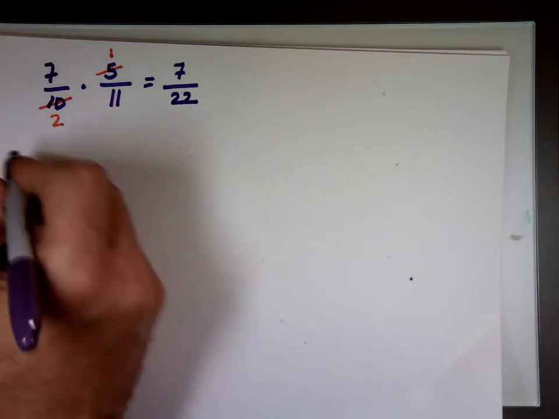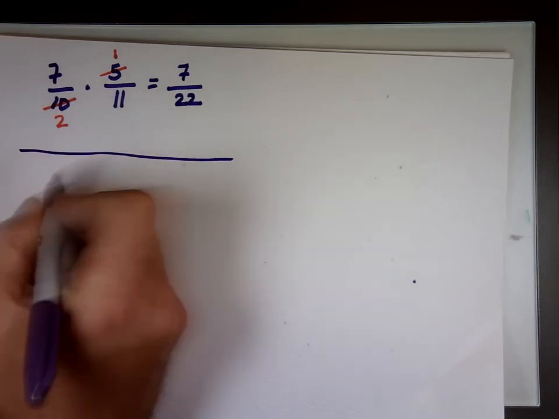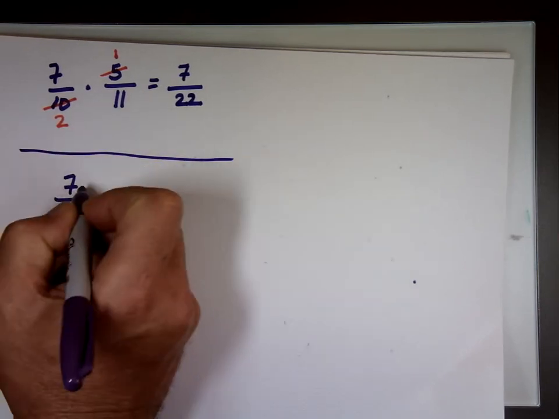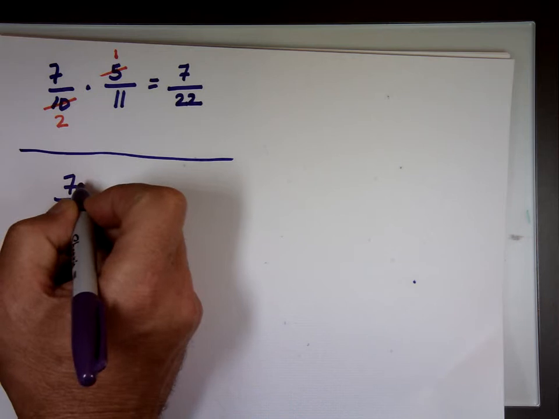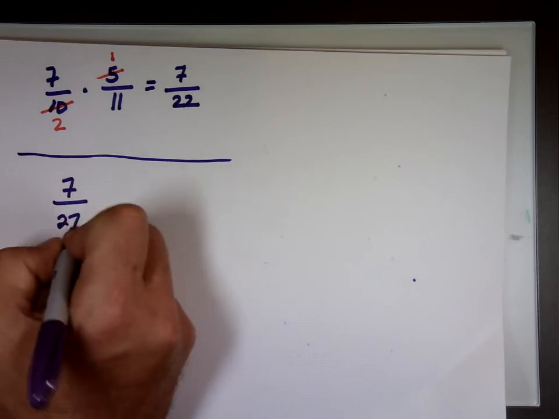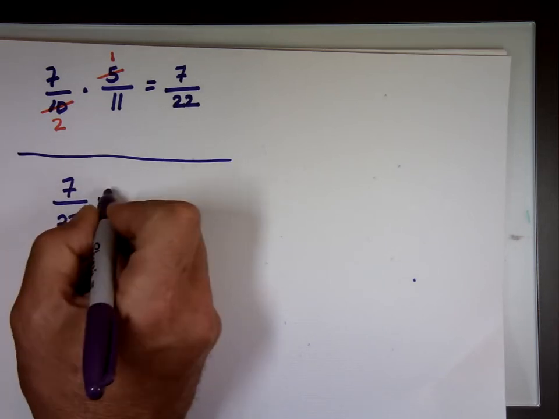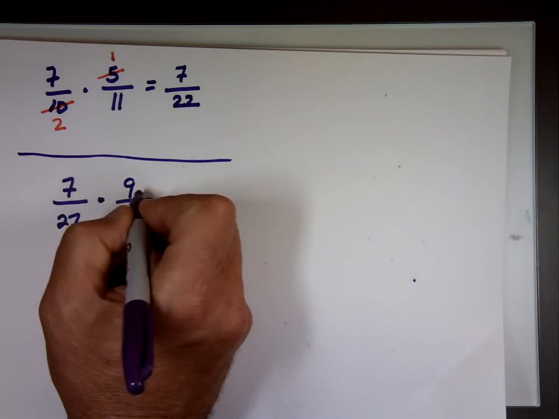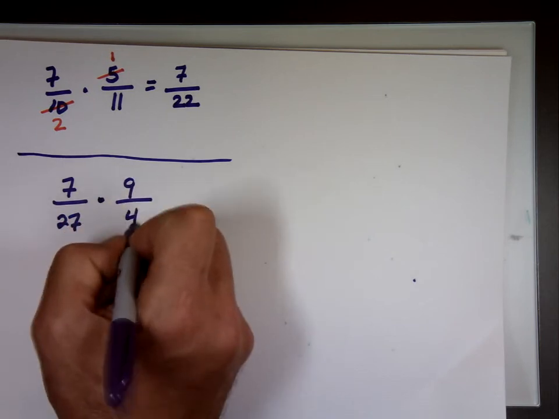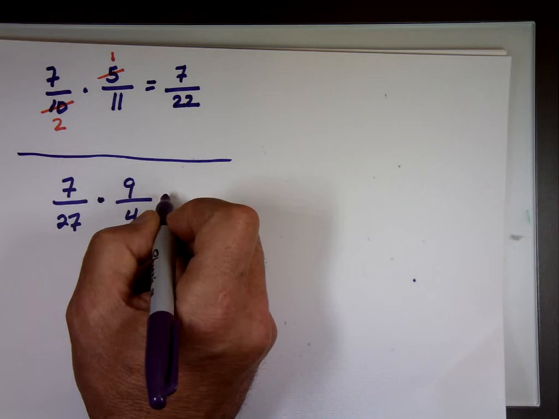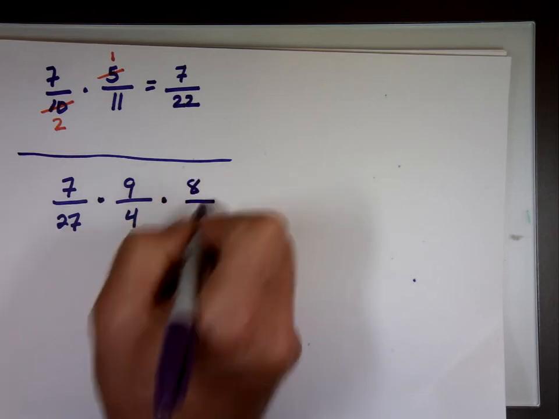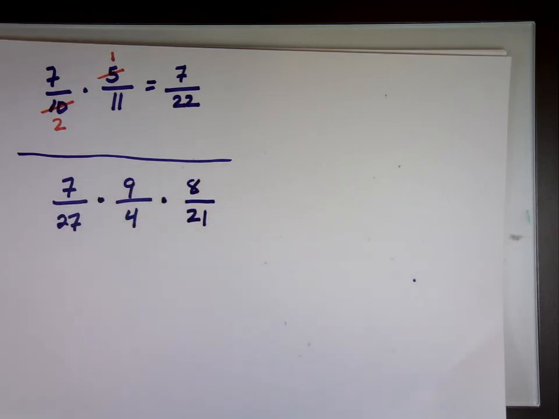Let's try this one. 7/27 times 9/4 times 8/21. Now, if you multiply these numbers out, you definitely need a calculator to multiply them out, then simplify. But watch about simplifying first, then multiplying.